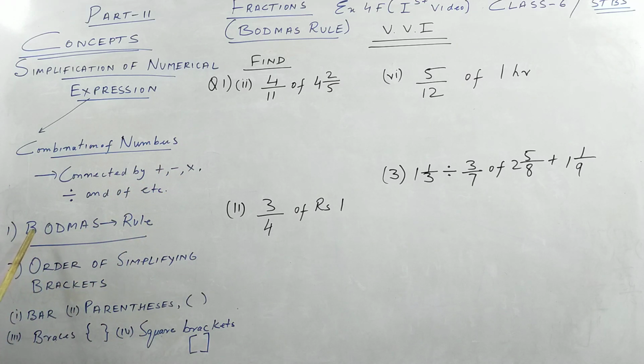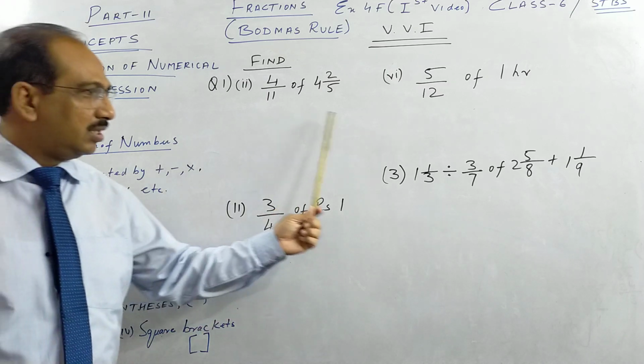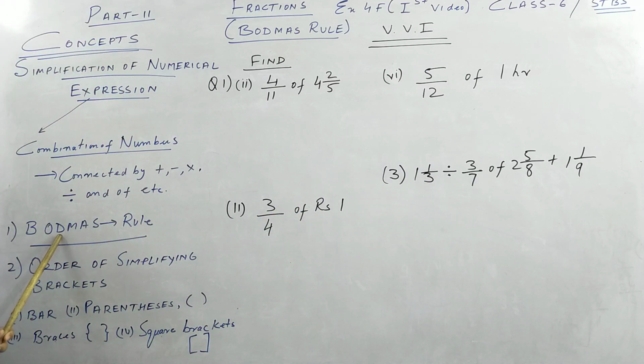I have not written it. So B stands for bracket. We will see more when I give you 'of'. You can see 'of' is here. Then comes division, multiplication, addition, then subtraction. So remember, addition comes first before subtraction. So this is the BODMAS rule.